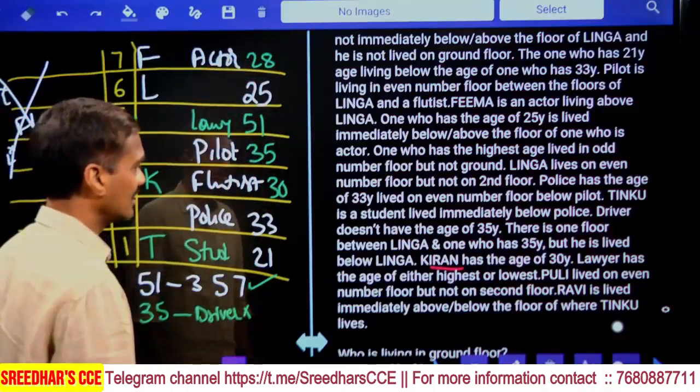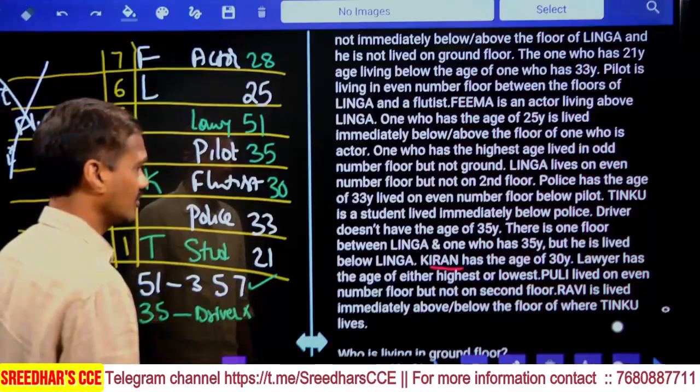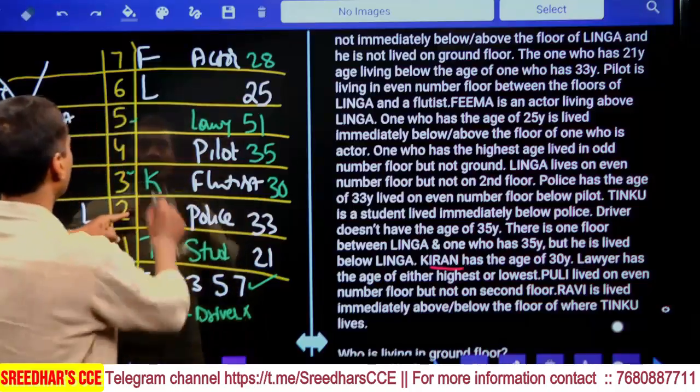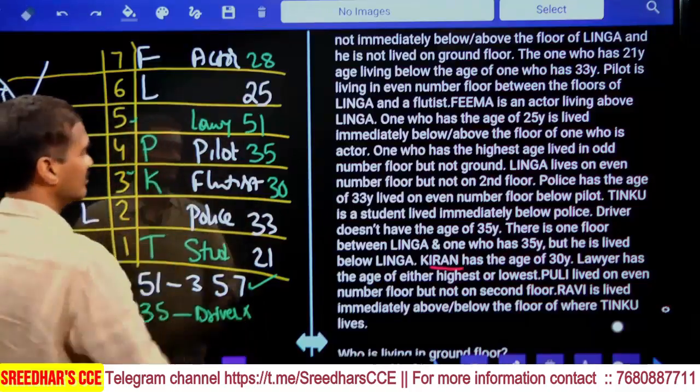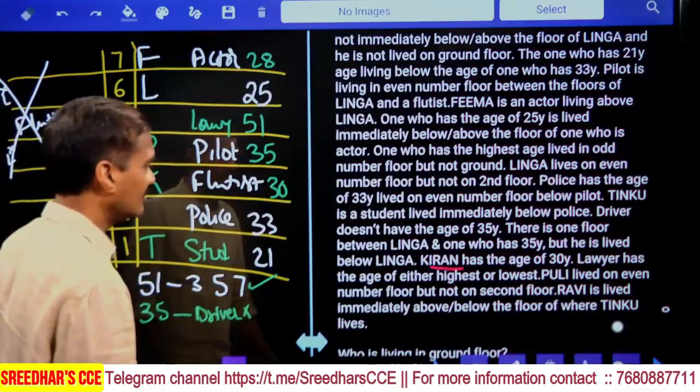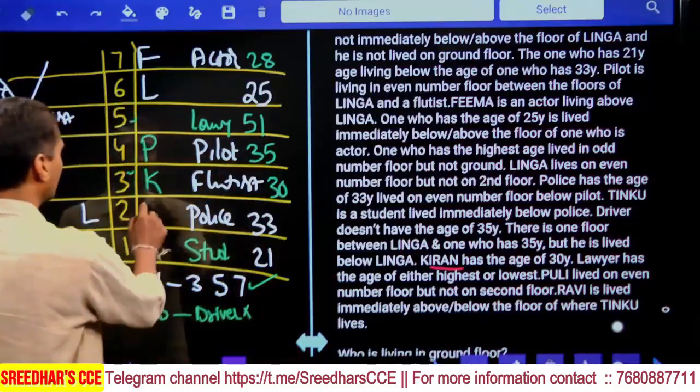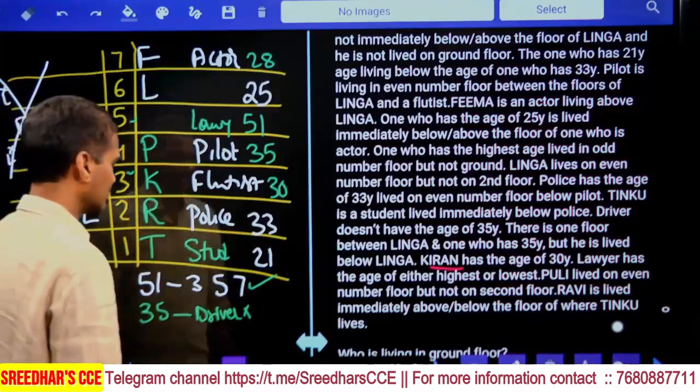Kiran has the age of 30. Lawyer has the age of either highest or lowest. Puli lived on an even number floor but not on second floor. Hence Puli must be on the fourth floor. Ravi lived immediately above or immediately below where Tinku lives. Hence Ravi must be on the second floor.